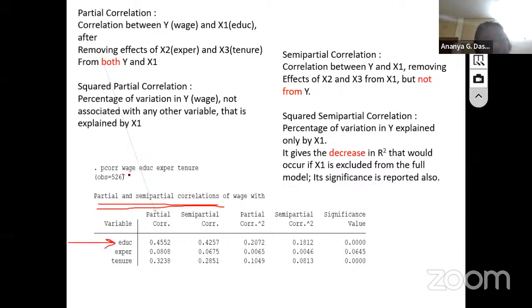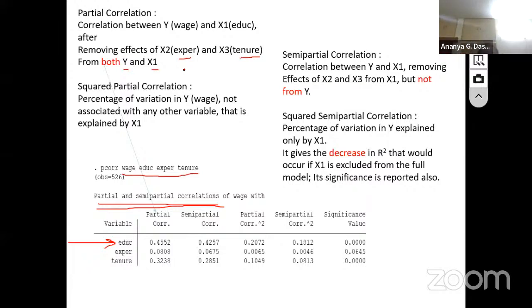So my model is the same. Wage is a function of education, experience, and tenure. And what is the partial correlation of wage with education? Suppose you were to remove the effect of the other variables from both wage and education and look at the correlation between wage and education. So you are removing the effect of experience and tenure both from wages as well as from education, and then looking at the relation between wage and education. That's what the partial correlation coefficient is giving you, right?